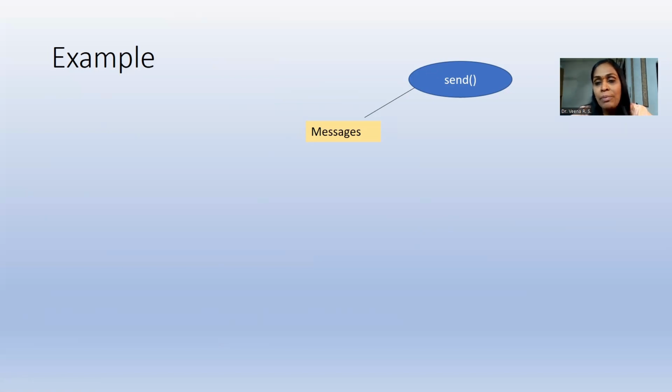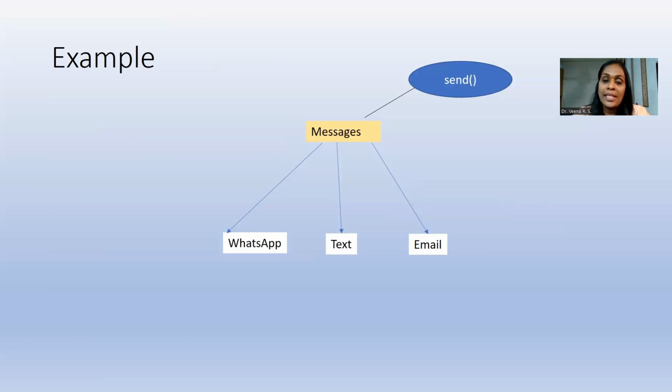So you can say that the behavior is I want to send a message. How many ways can I send the message, or in how many apps can I send messages to my friend? I can send a message via WhatsApp, via text, or even via email. So whenever I want to deal with this particular behavior, that is, messages to be sent, that can be sent either through WhatsApp or through text or through email.